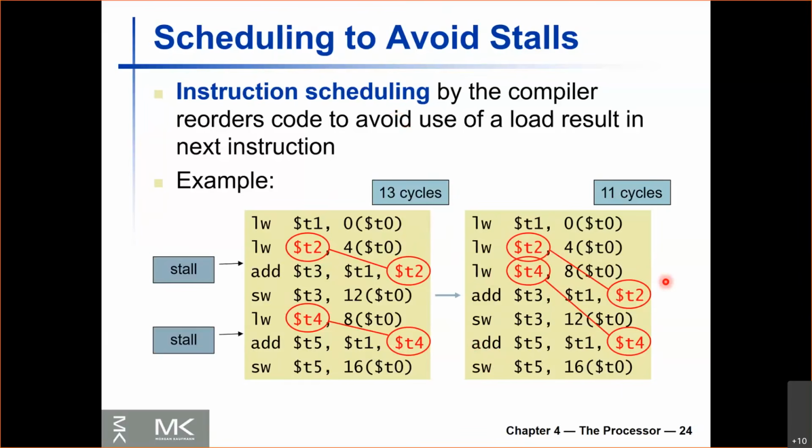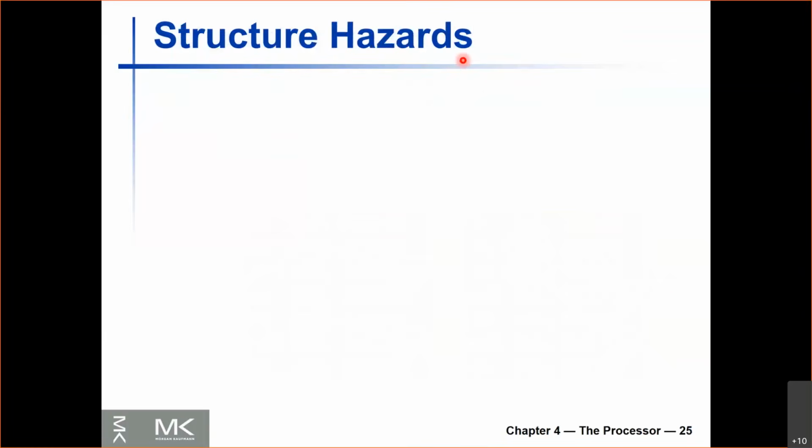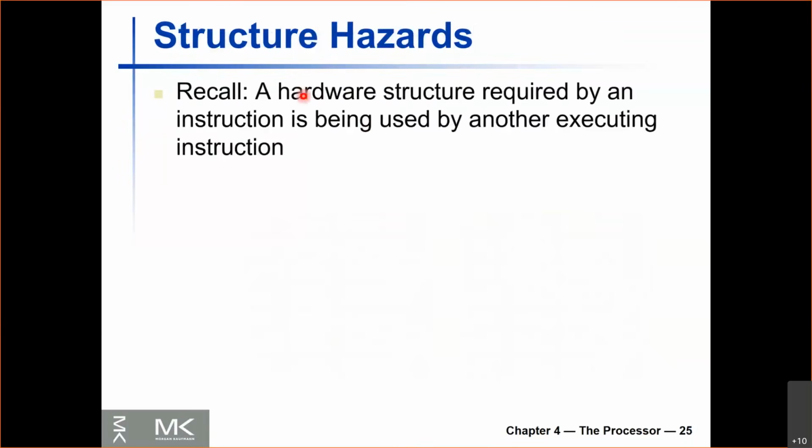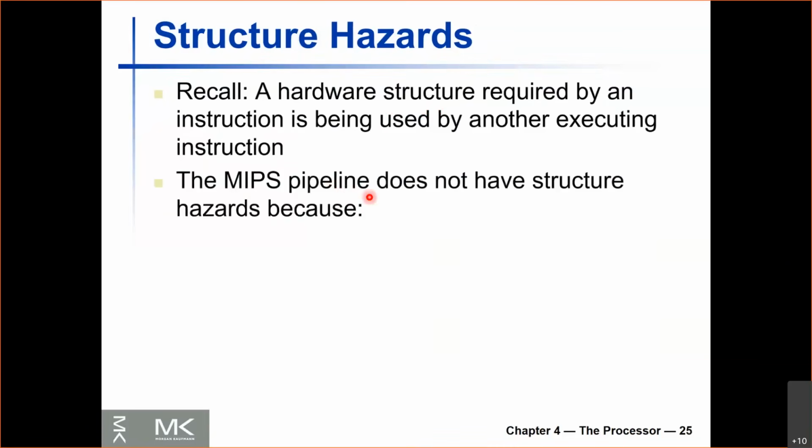Okay, so the next hazard we're going to talk about is a structure hazard. Again, a structure hazard is when the same hardware structure is required by different instructions. So an instruction cannot execute because there's another instruction using a hardware structure that it needs. It turns out that in the MIPS pipeline, we do not have structure hazards. The reason is that the MIPS pipeline doesn't use the same resource for 2 different stages.